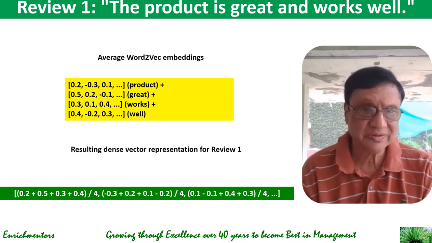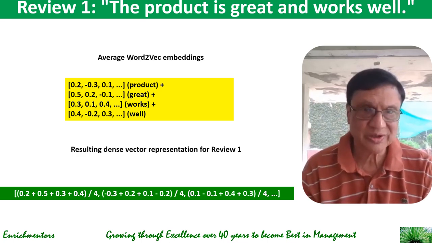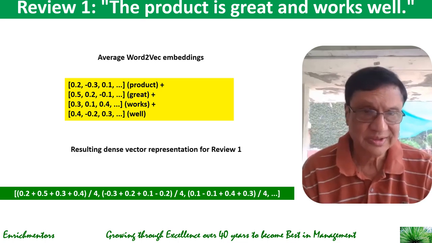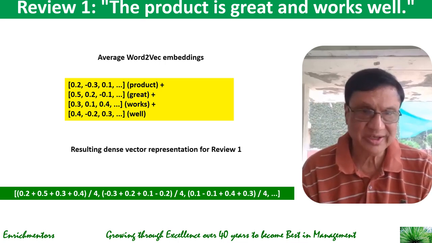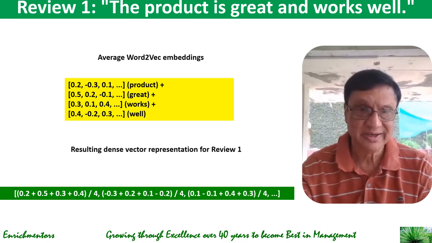So the averaging method was used, and if you see the first part of the vector, it was the average of the first part of the vector of each of these words: 0.2 plus 0.5, 0.3 and 0.4. That's how it was calculated, averaged over these, and that is what the dense vector for review one looked like.